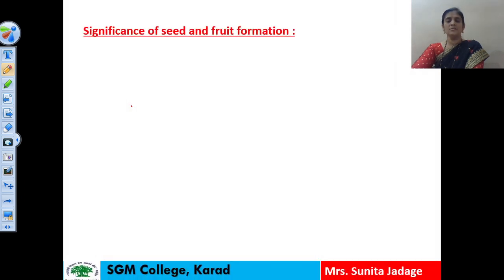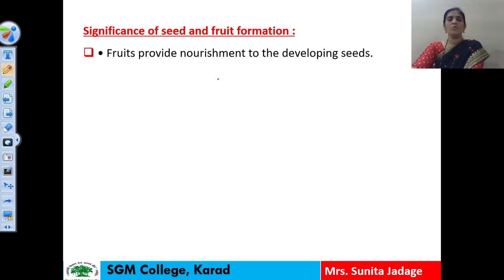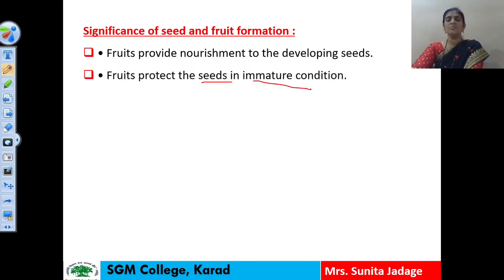Now let us see here the significance of seed and fruit formation. What are the different significances of seed and fruit formation that we have to see here. The first here, fruits provide nourishment to the developing seeds. Means when the seeds are produced inside the fruit, while the fruit is maturing, during those developmental stages the fruits provide nourishment to the developing seeds. Then fruits protect the seeds in the immature condition, because the seeds are present inside the fruit, and therefore there will be protection of seeds inside the fruit.